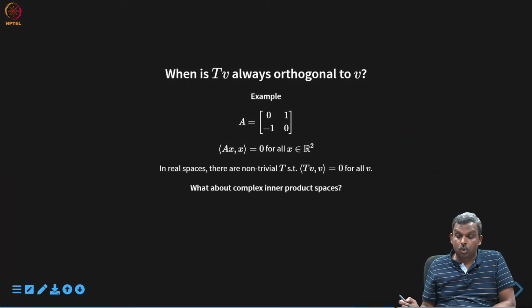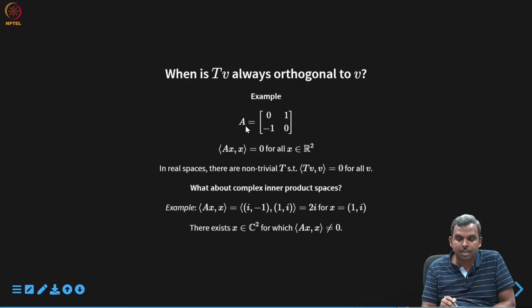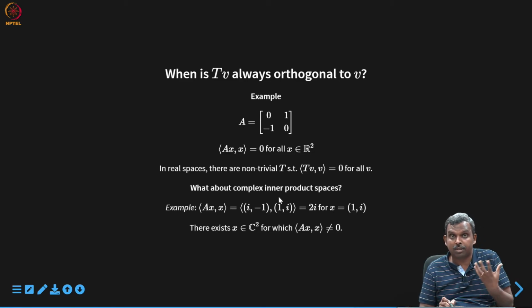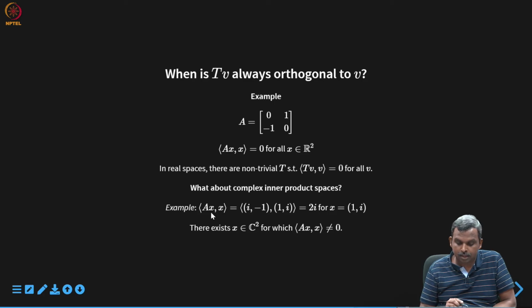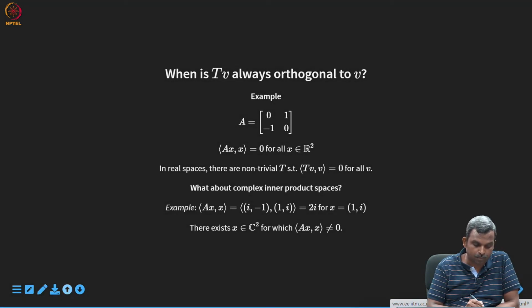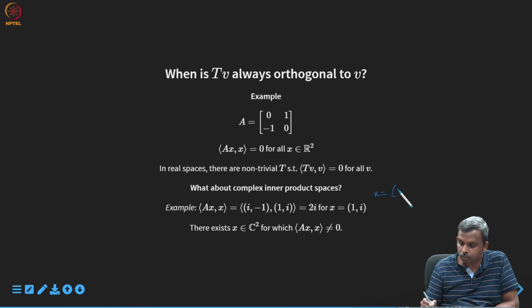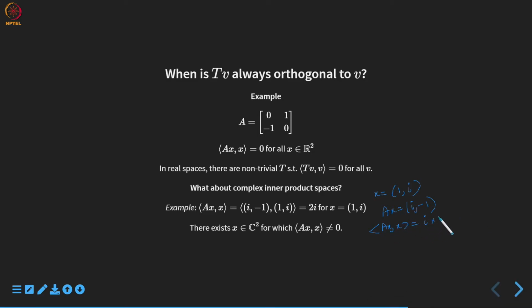Okay, so we saw this. So what about complex inner product spaces? If you take the same example A and now allow for complex vectors, you can see that if you set x equals (1, i), Ax is (i, -1), and the inner product I've shown here will become i times 1 plus -1 times i conjugate. So 1 conjugate is 1, i conjugate is -i, so you will end up getting 2i, and that is non-zero, right?